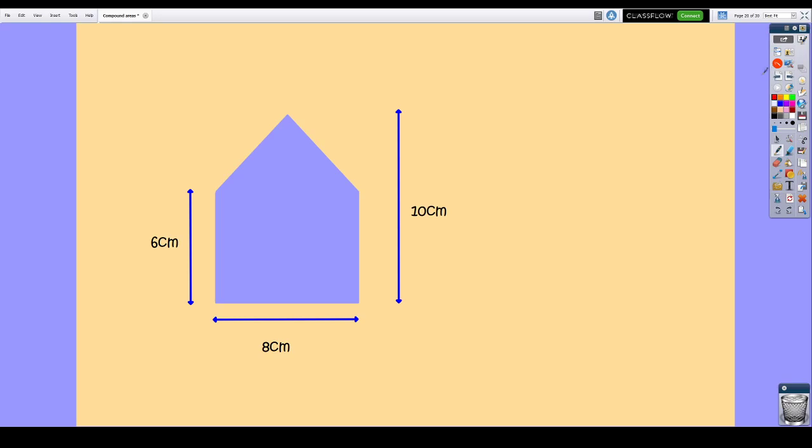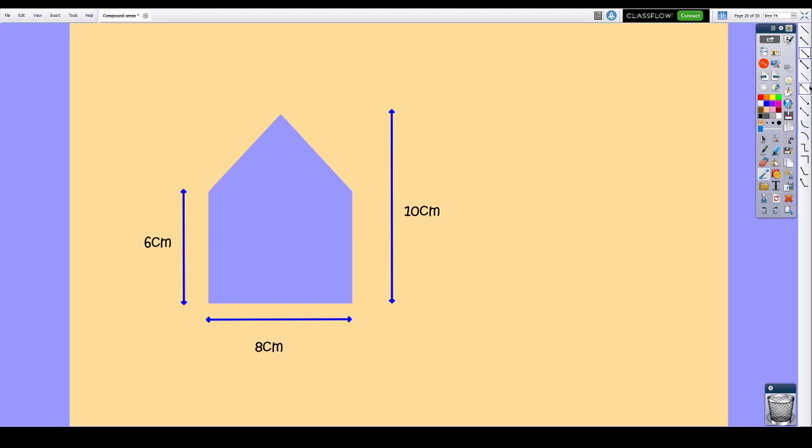So we don't just have to have rectangles as our shapes when we're looking at compound ones either. At the higher end we can see we've got maybe this house shape here, and we need to look at how we could split this one up. Let's have a think about that for a moment. So hopefully we could split this one up into a rectangle and a triangle.